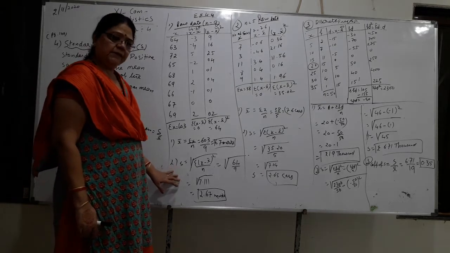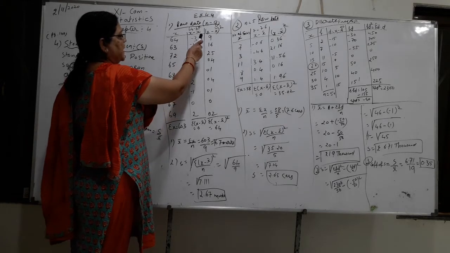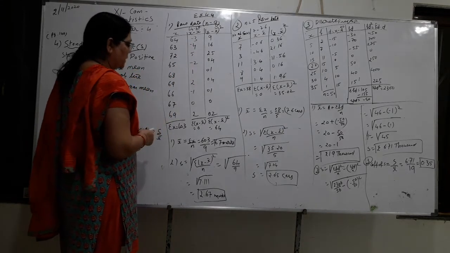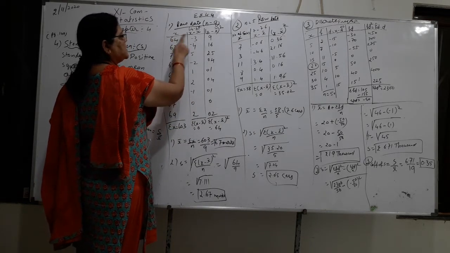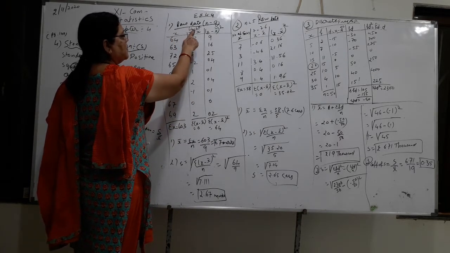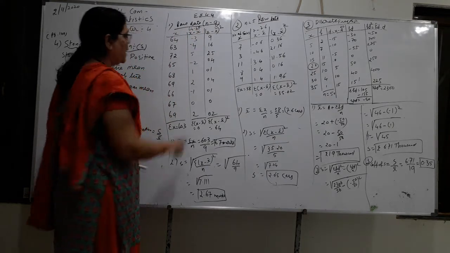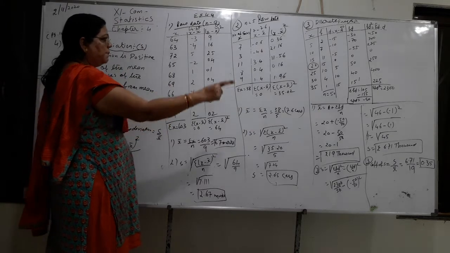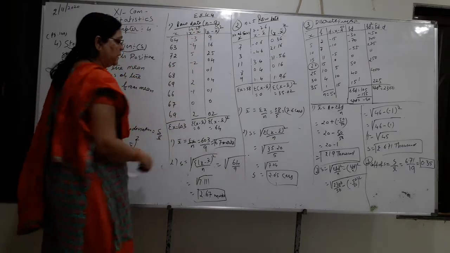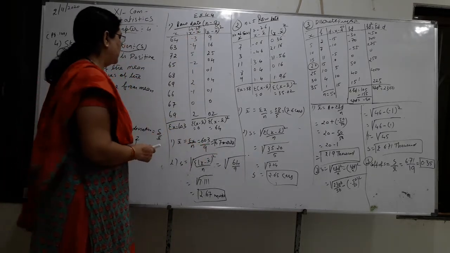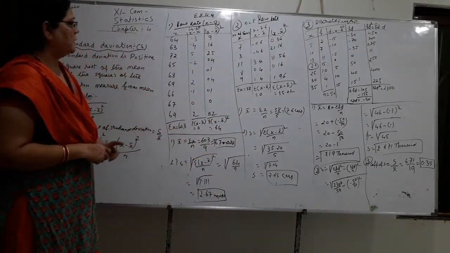Second one is S. In S, we have to find out x minus x bar. So what is x bar here? We have found out 67. And what is x? 64. I have done one for you: 64 minus 67, so you will get minus 3. In this way, all these x will be subtracted from x bar, that is 67. Here, 67. So you will get this number.